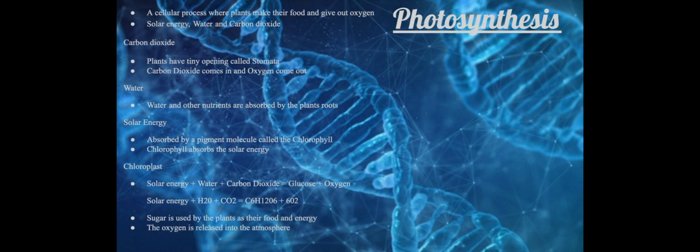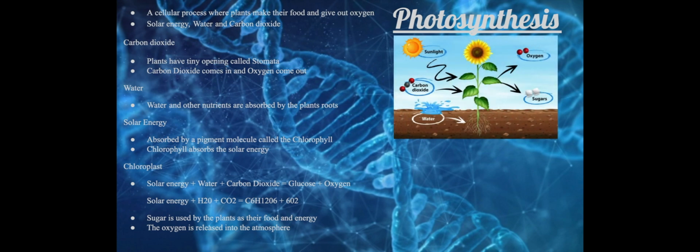Now, photosynthesis is a cellular process where plants make their food, which is glucose, and give out oxygen. To make this, they need the help of solar energy, water, and carbon dioxide. Now, how do these enter inside of the plant? Well, with carbon dioxide, plants have tiny openings called stomata. It is where carbon dioxide comes in and oxygen comes out. With water and other nutrients, they're absorbed by the plant's roots.